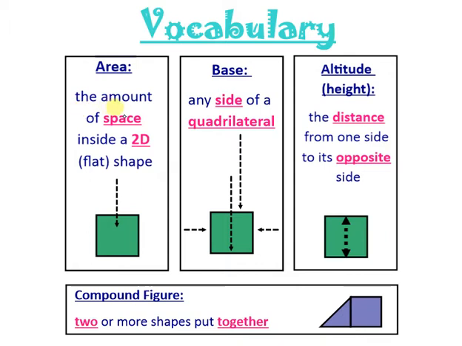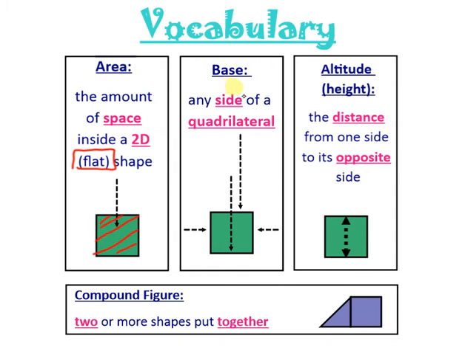The area is the amount of space in a 2D shape. Last time we talked about a 2D shape being a flat shape. It does not rise up, it does not have any height, it is completely flat. It's something that you would draw, for example. And the area is all of the space inside the 2D shape. There's a way to calculate that.